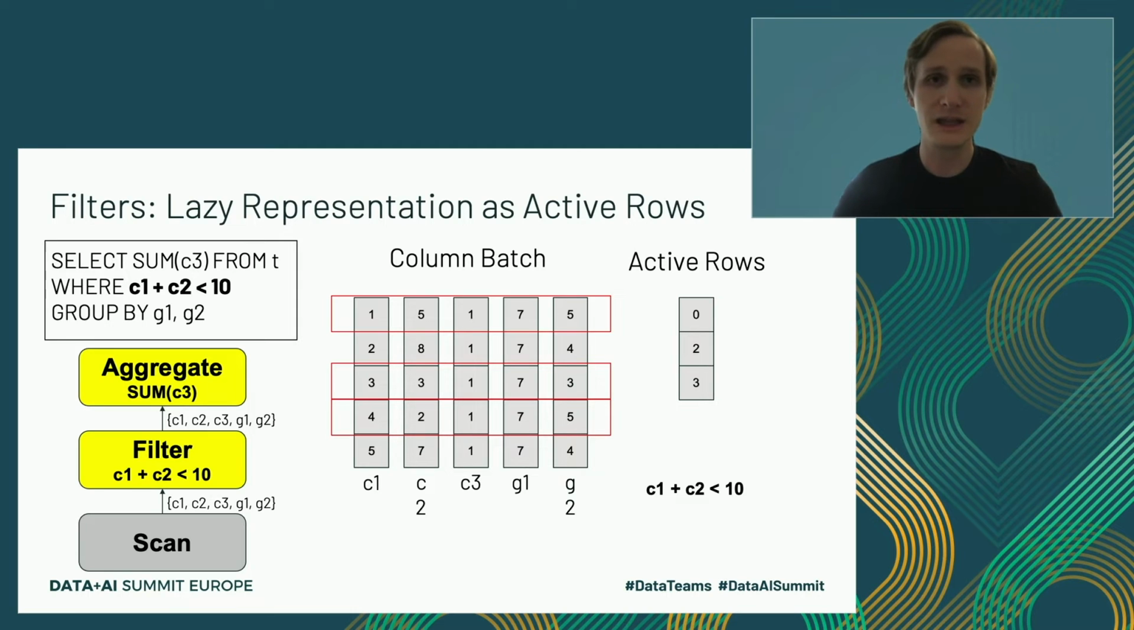There are several benefits to being lazy here. One of them is that you don't have to compact the entire input data. There could be many, many columns, and compacting them eagerly would be expensive. We'll also see later on that this notion of active rows becomes very helpful in more complicated operations like aggregations and joins.